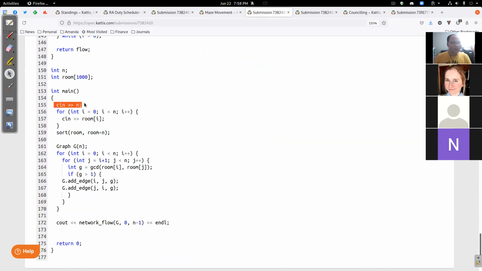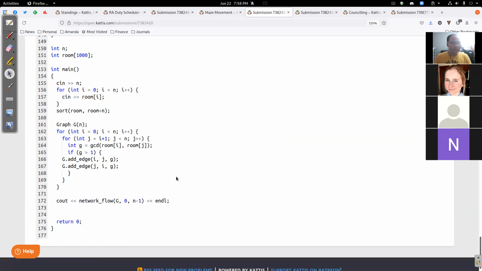Okay, so how does it work? I read the number of rooms, and I read in all the room numbers. I sort them from smallest to largest because I was told that the smallest is the source and the largest is the sink. I build a graph of this size, and then I just look at all possible pairs of rooms and compute the GCD. If the GCD is greater than 1, then I add an edge in both directions of that capacity. And GCD, of course, is just the Euclidean algorithm.